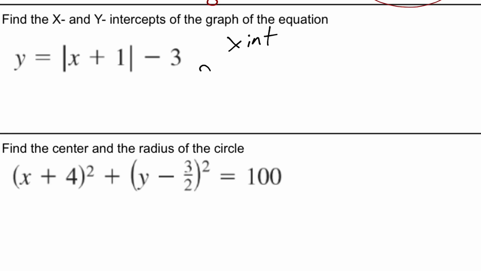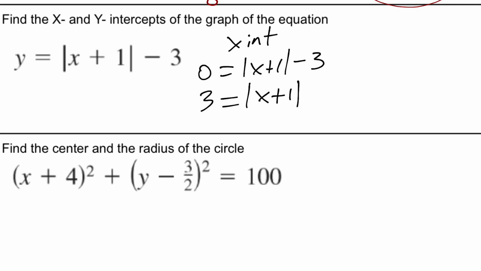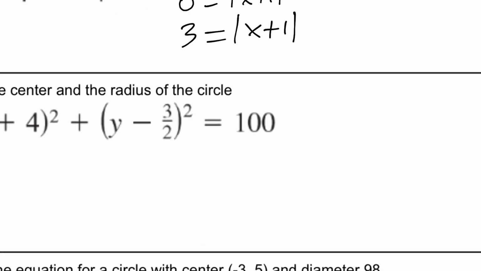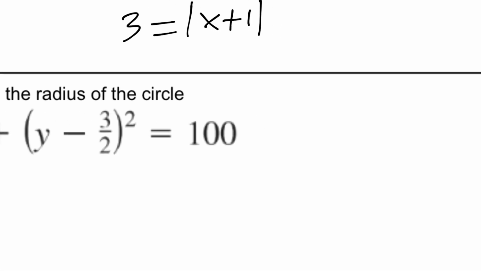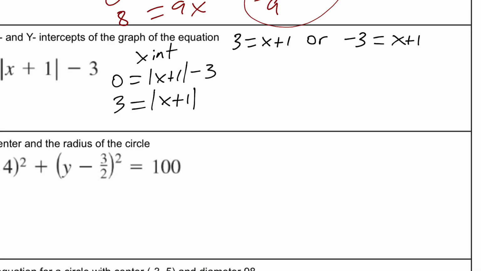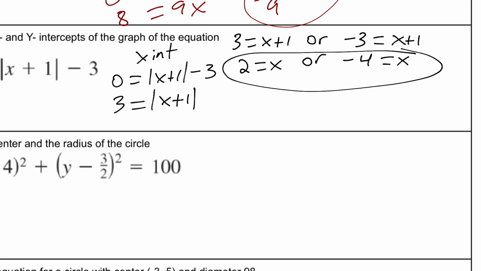For an x-intercept, I'm going to plug in 0 for y. Here that tells me that 3 is equal to the absolute value of x plus 1. So that means I split it and there's two possible answers. It's this one or negative 3. So this is where you have a positive and a negative solution because absolute value is distance from 0. On this left side, we have 2 is equal to x. On this right side, we have negative 4 is equal to x. Two possible answers for your x-intercept.